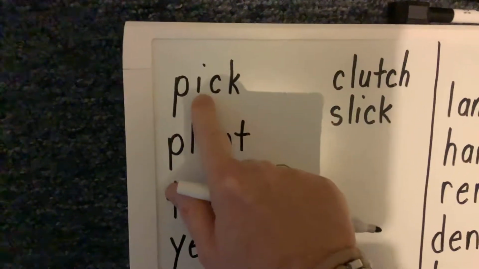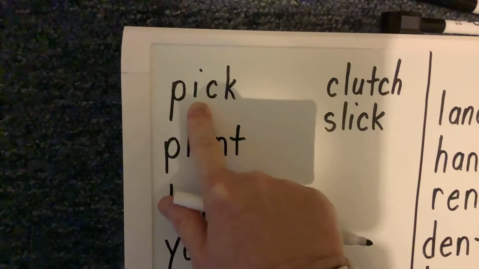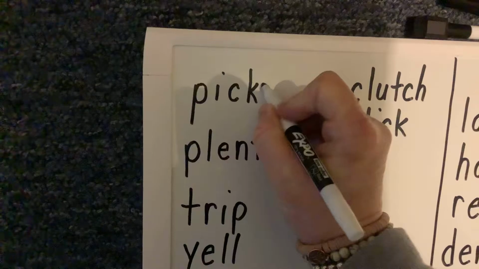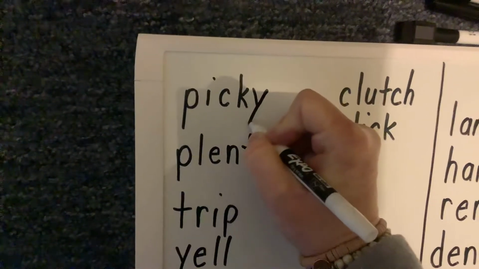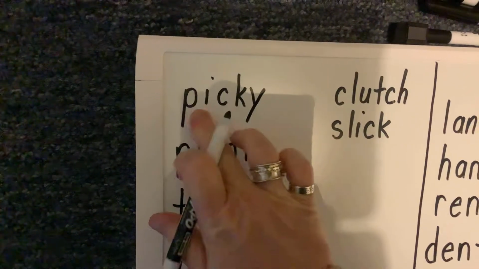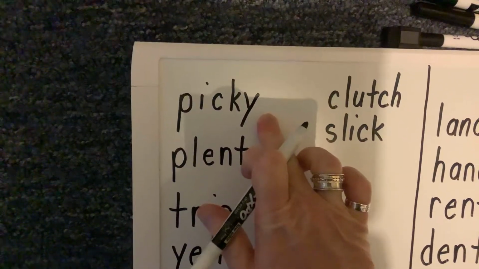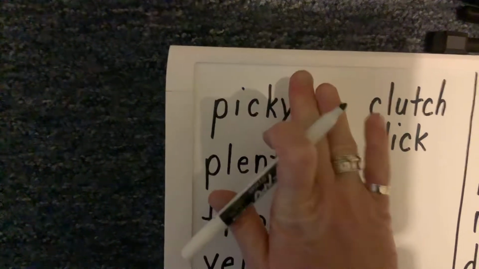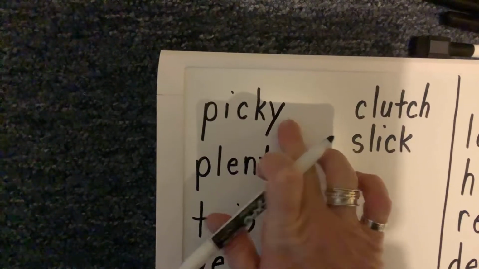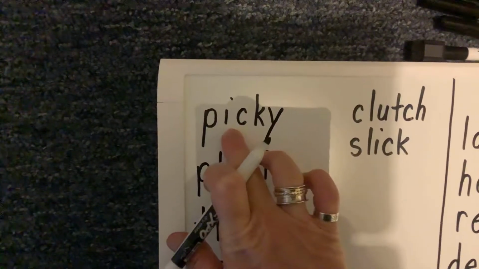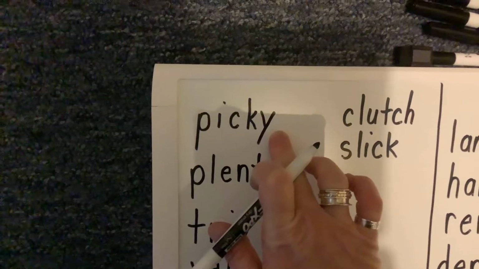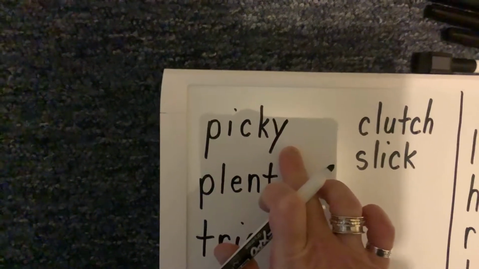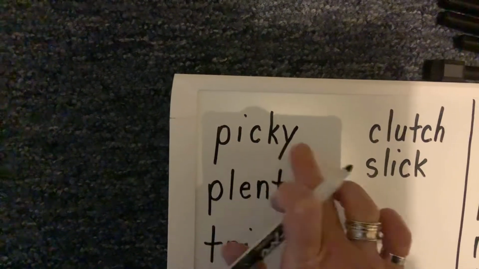So let's look at this one syllable word right here. We have the word pick. Now remember, if we add our suffix y, and our y is acting like a vowel, it's a two-syllable word. And in a two-syllable word, y says e, picky. So remember that when we have one syllable, y says i, but now we're having two-syllable words because we have two vowel sounds, y says e, picky.